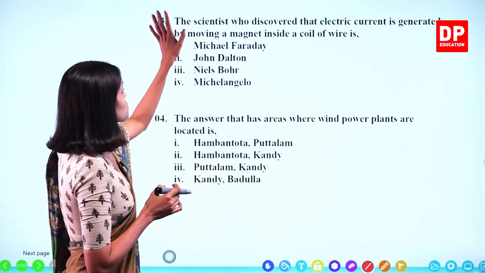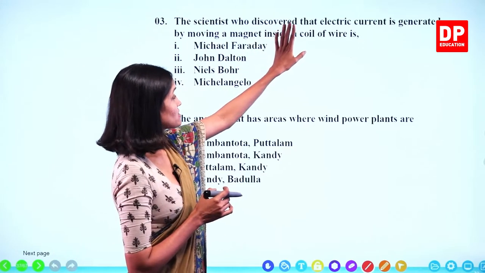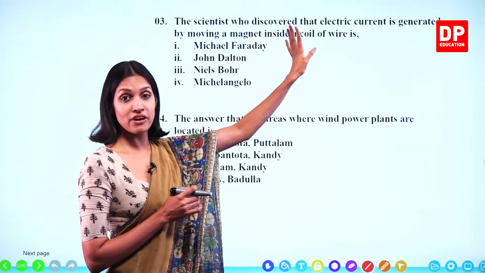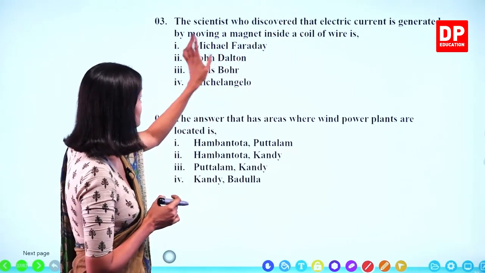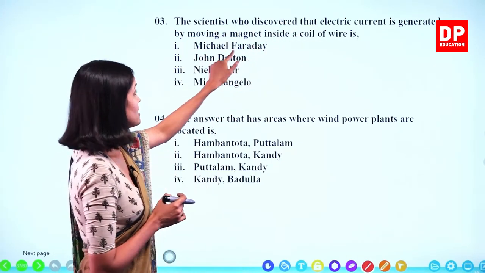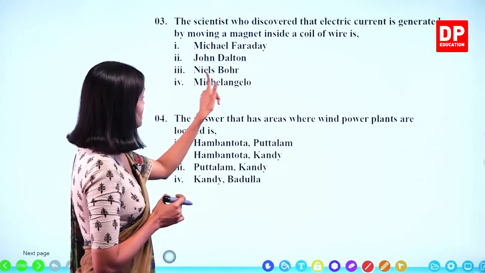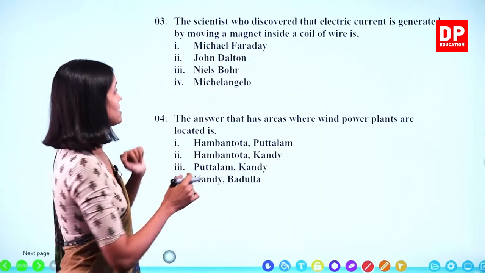So the scientist who discovered that electric current is generated by moving a magnet inside a coil of wire is, who discovered this? Michael Faraday. The other names? John Dalton, Niels Bohr, Michelangelo. Michael Faraday is the answer.